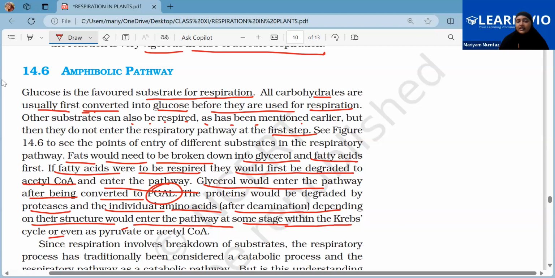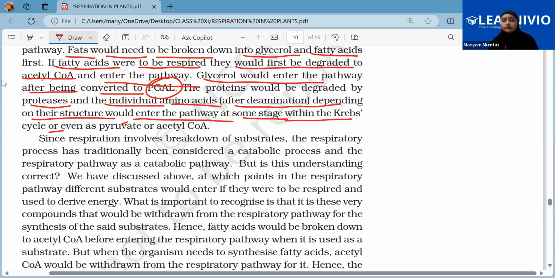So ultimately, we are seeing that no matter what substrate we are choosing, whether it is fat or protein, it has to be converted into glucose, or not just glucose in its form. Then only it can undergo the process of respiration.